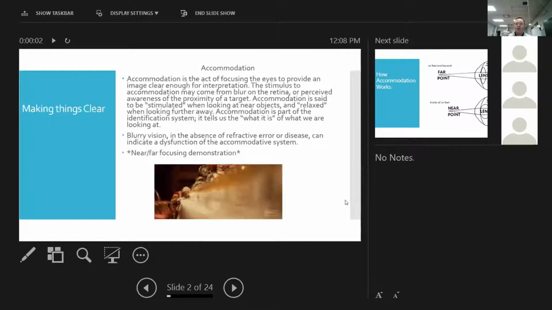So it's going to be part of that what is, or the Parvo cellular system, and we're going to cover that in just a few minutes. But it is to give us really an idea of what we're looking at.